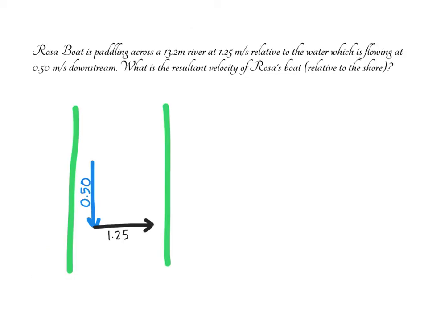Okay, the first problem says Rosa's boat is paddling across a 13.2 meter river at 1.25 meters per second relative to the water, which is flowing at 0.5 meters per second downstream. What is the resultant velocity of Rosa's boat?